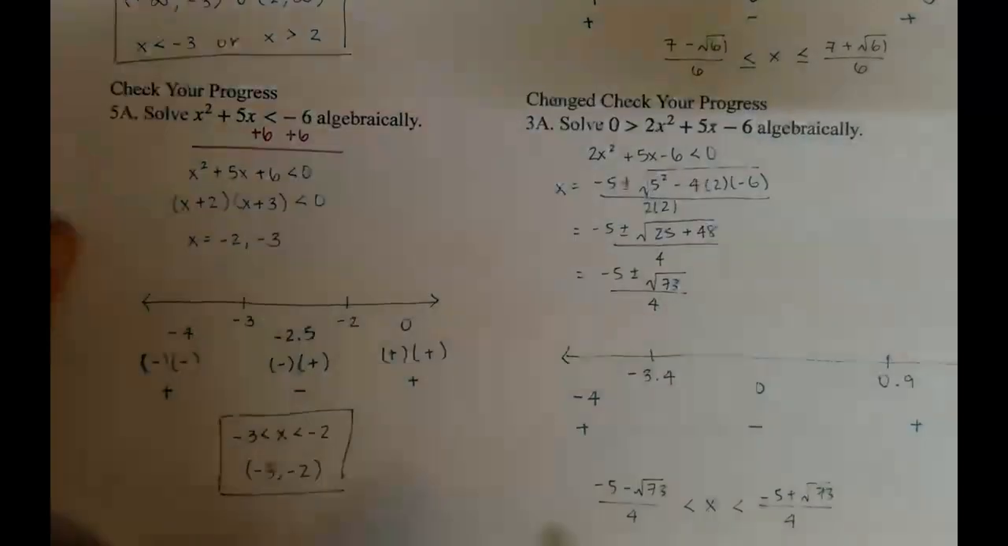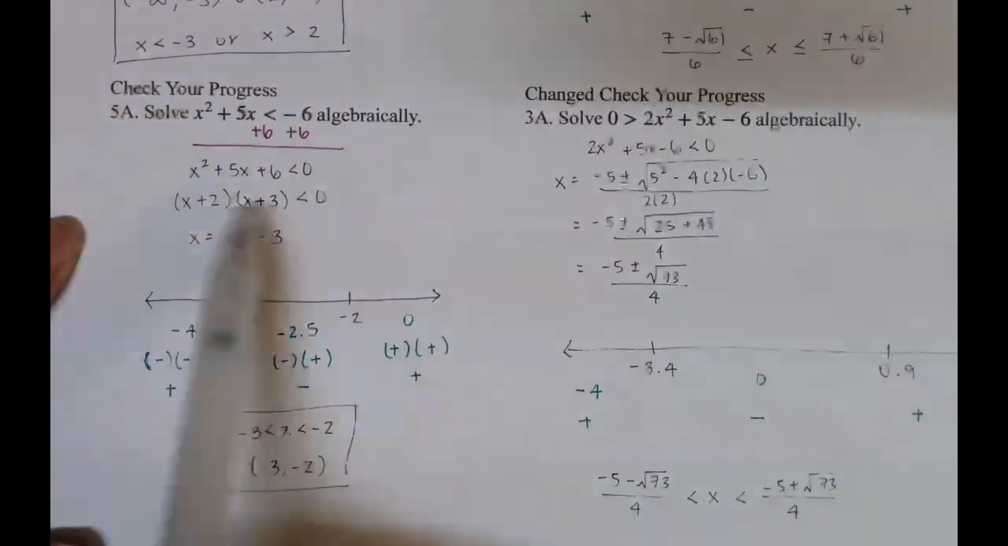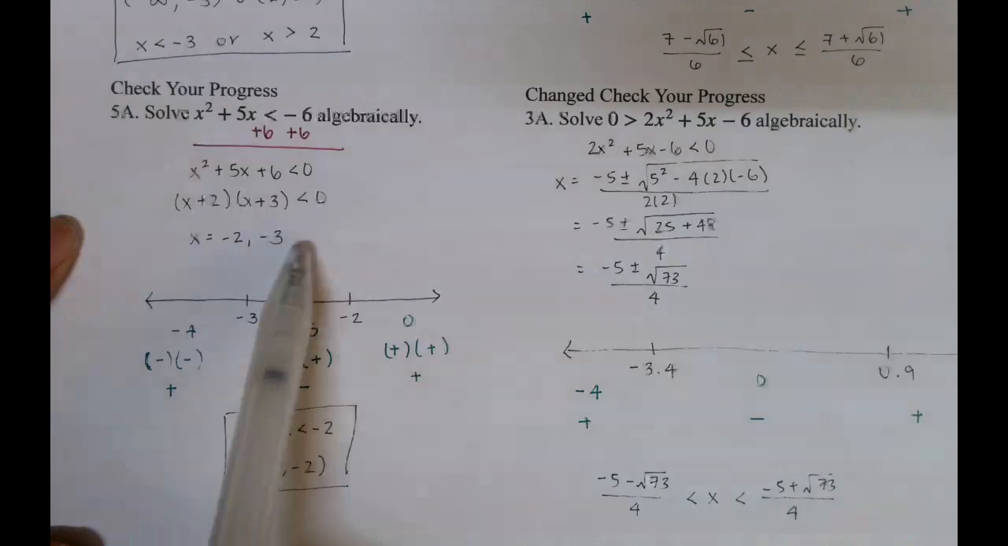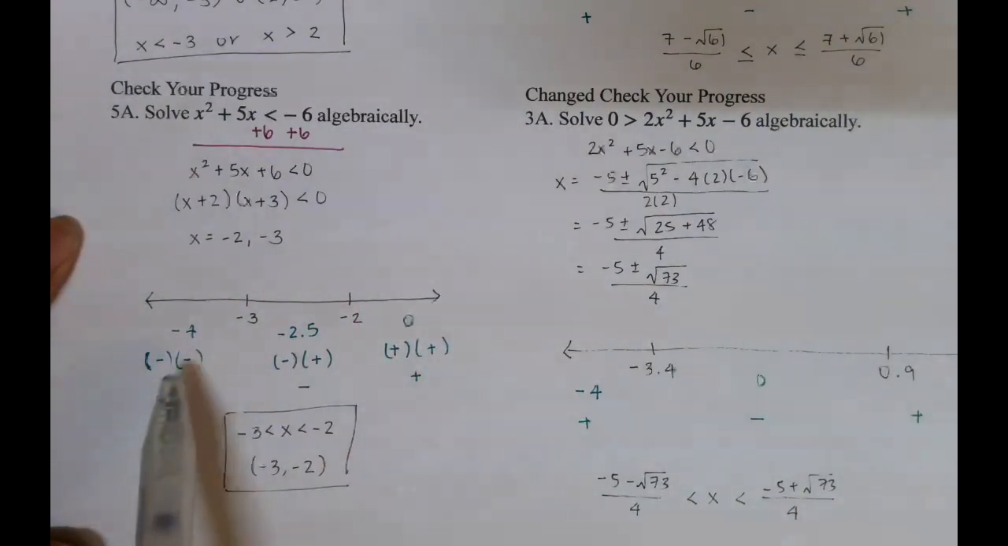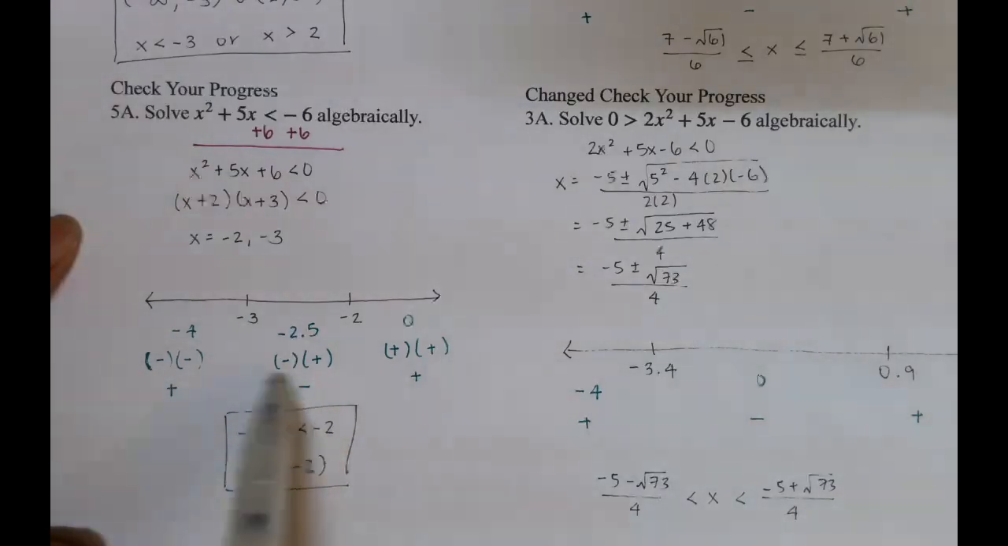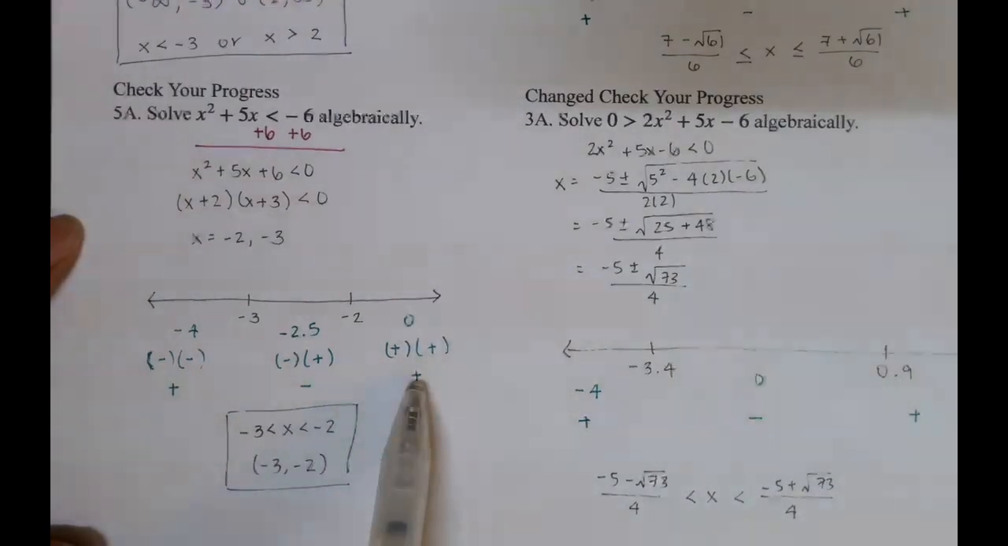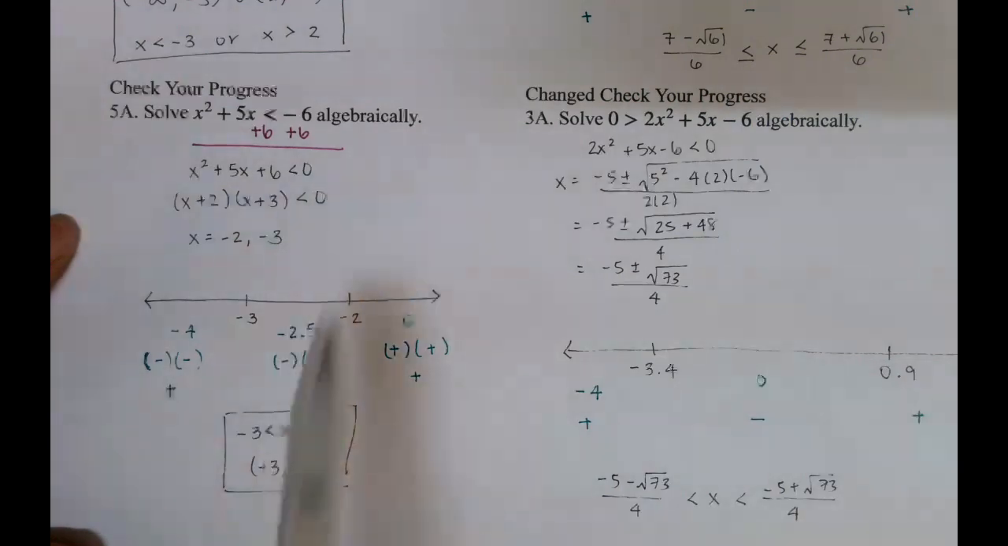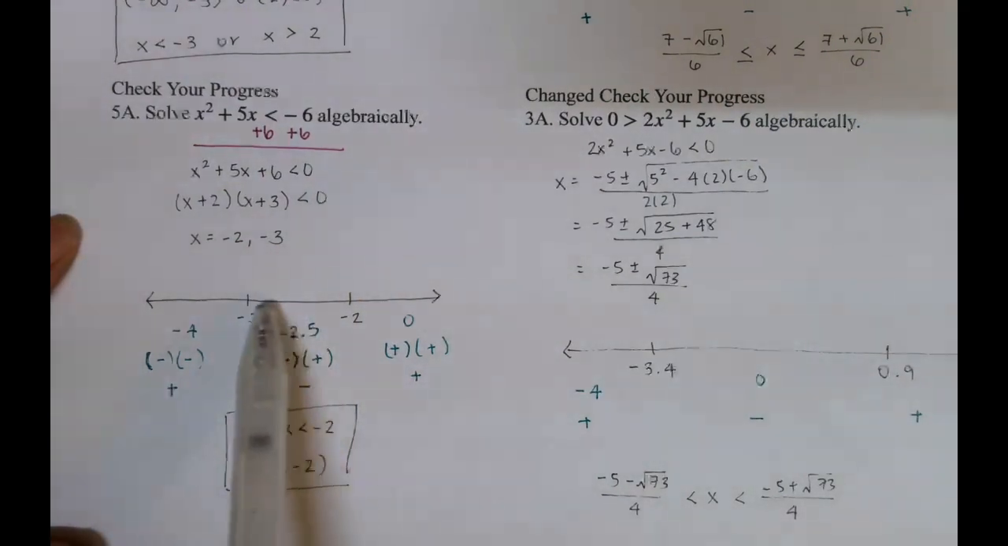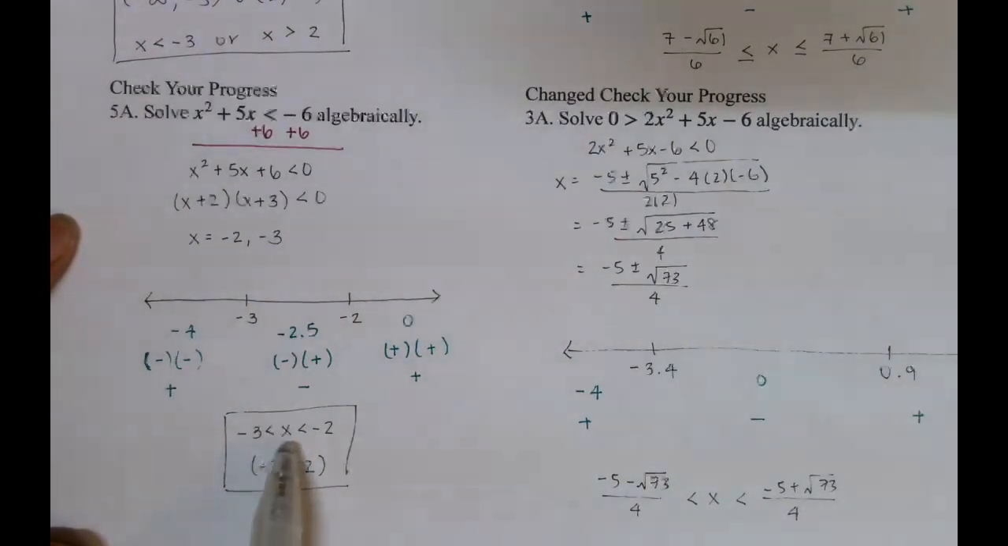So for 5A, I solved by factoring. I factored it, so then I got negative 2 and negative 3. Then when I tested the points, this resulted in a positive number, this is a negative, and this resulted in a positive number. And since I want it to be less than 0, that would be between here and here, and so that's why it's the values between negative 3 and negative 2.